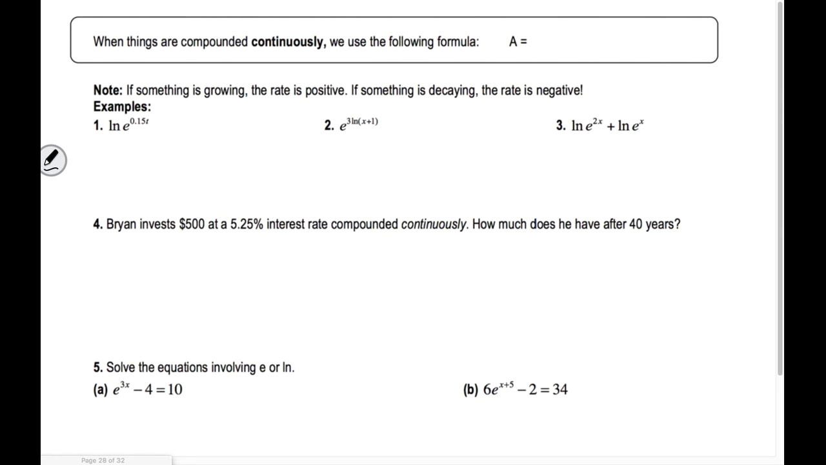So it says when things are compounded continuously, we don't end up using that formula, P times (1 plus r over n) to the nt. We use another formula. I don't know if you guys have seen it. It looks like A of t equals P e raised to the r times t.